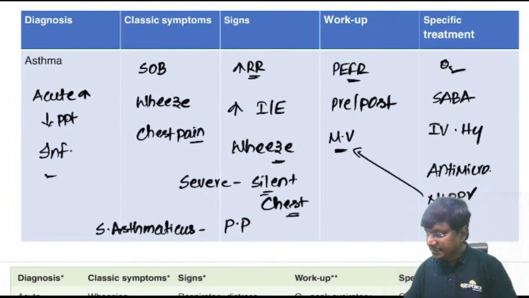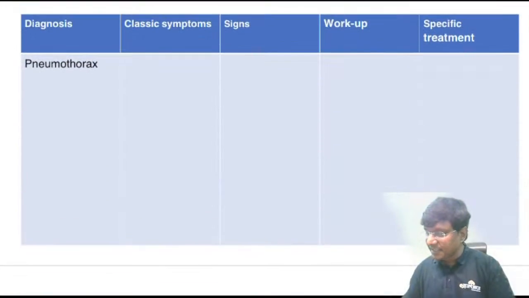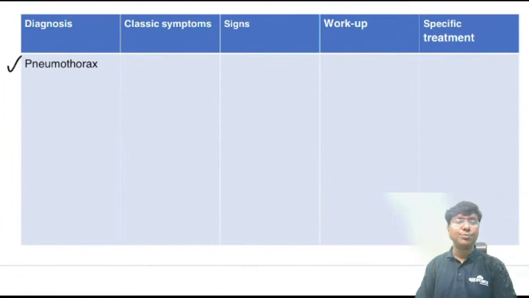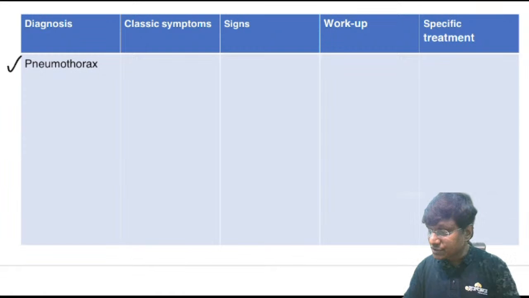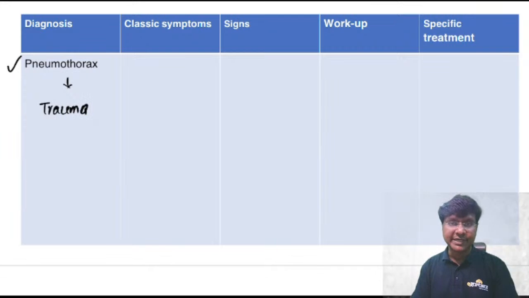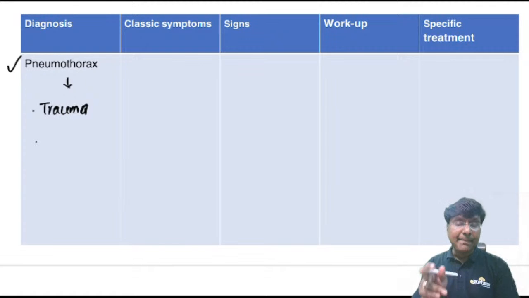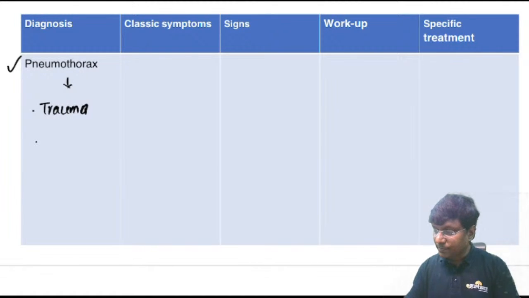Okay, then another important pulmonary emergency will be pneumothorax. So this pneumothorax, which is developing secondary to trauma, that will be the tension pneumothorax. And apart from trauma, if the individual develops pneumothorax, that could be a spontaneous pneumothorax.